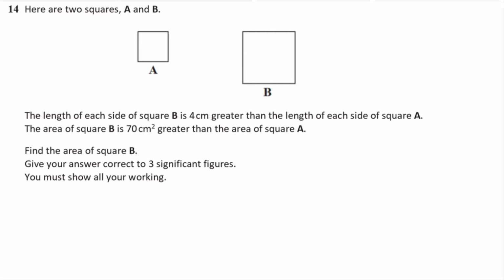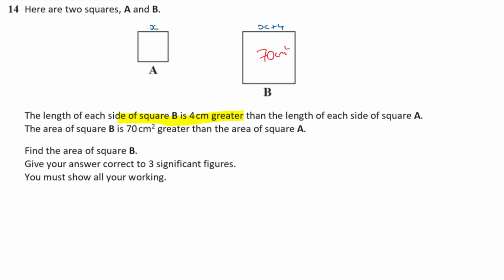So I don't know the side of length A, but I know that B is 4 centimeters greater than the side of length A. So that's a classic example of where you should be using algebra. So we're going to say that the side of square A is going to be x, and therefore we know that the side of square B, which is 4 centimeters greater, is going to be x plus 4, isn't it? The area of square B is 70 centimeters squared, so we know what this area is. Sorry, greater than the area of square A.